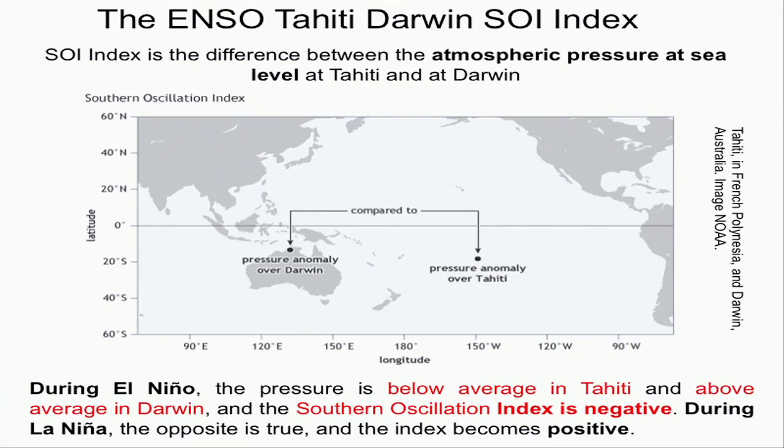Tahiti is about 18 degrees south and Darwin's about 12 degrees south, and there's only two stations. And the problem is that if you just simply subtract the pressure anomalies, you can get interference from non-ENSO events, mainly daily and weekly weather patterns, etc. So what you have to do is take 3 monthly averages, which tends to make the information less useful for predicting El Nino and La Nina events.